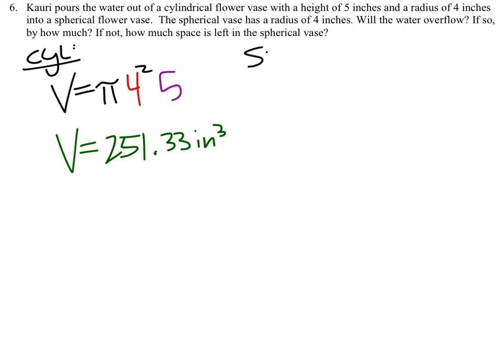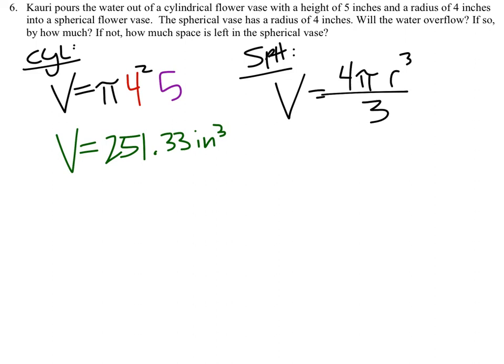Now let's try the sphere. Again, we will need the formula for the sphere, 4 pi r cubed over 3. They did give us the radius on it as well, 4 inches. So we're going to replace that with 4. And this is something, again, I can put directly into my calculator to find the volume. So I got 268.08 inches cubed.